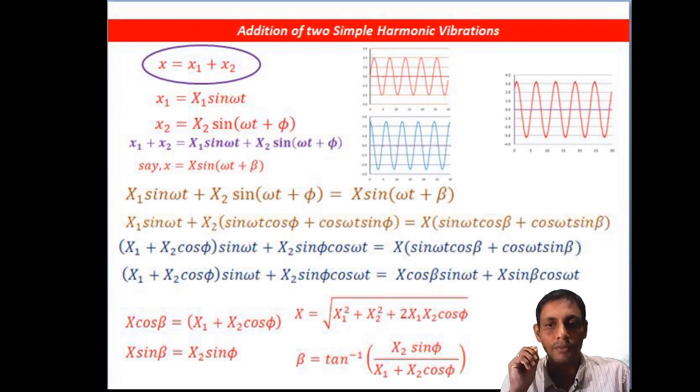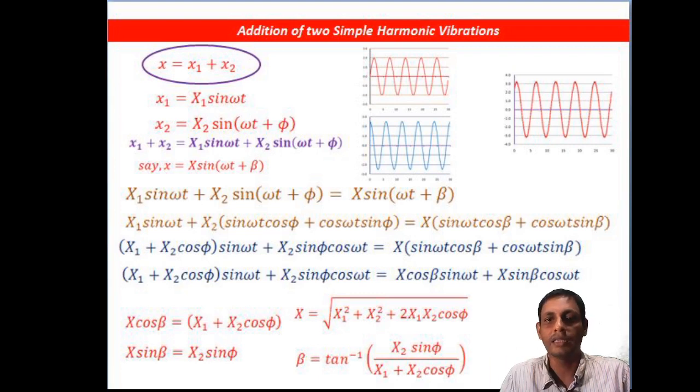It's a simple harmonic motion. Similarly, x2 equals capital X2 sin(omega t plus phi). That means in comparison with the first simple harmonic motion, the second simple harmonic motion has a phase difference phi. It is leading by a phase phi. Our objective is to find x1 plus x2, that means X1 sin omega t plus X2 sin(omega t plus phi).